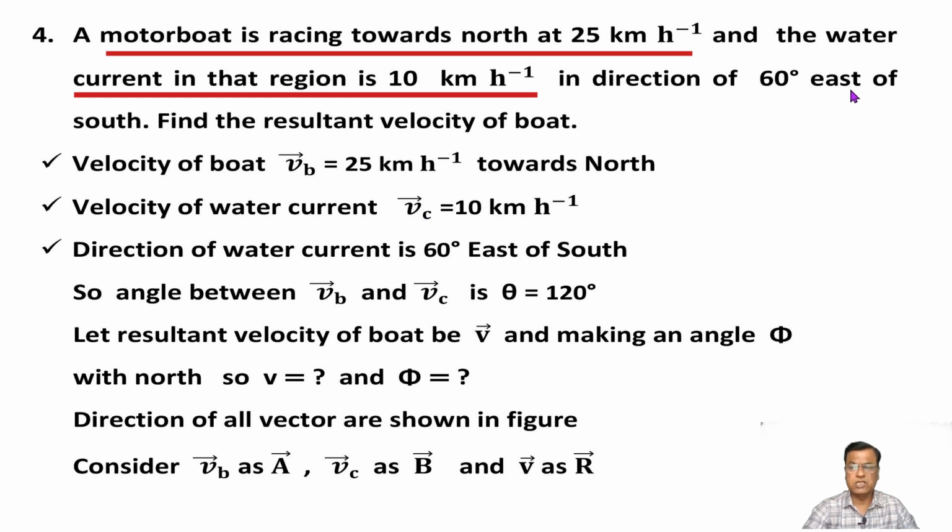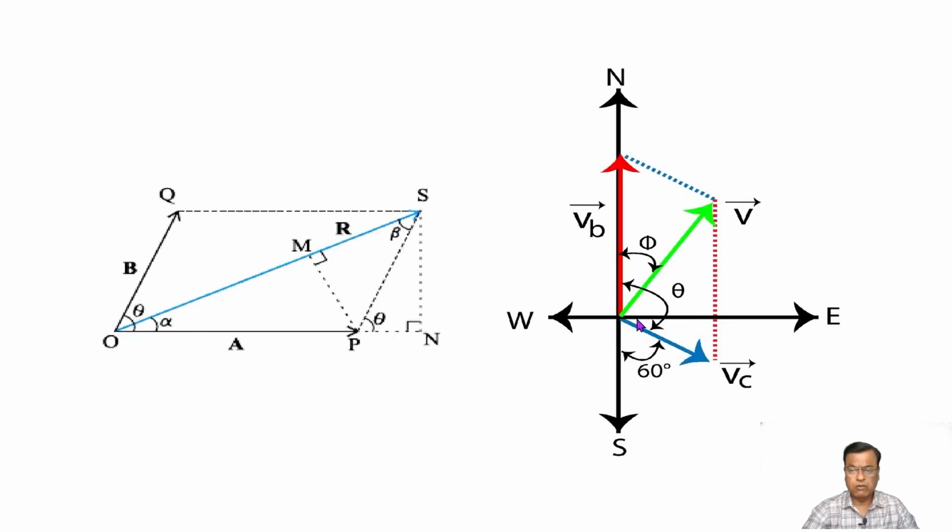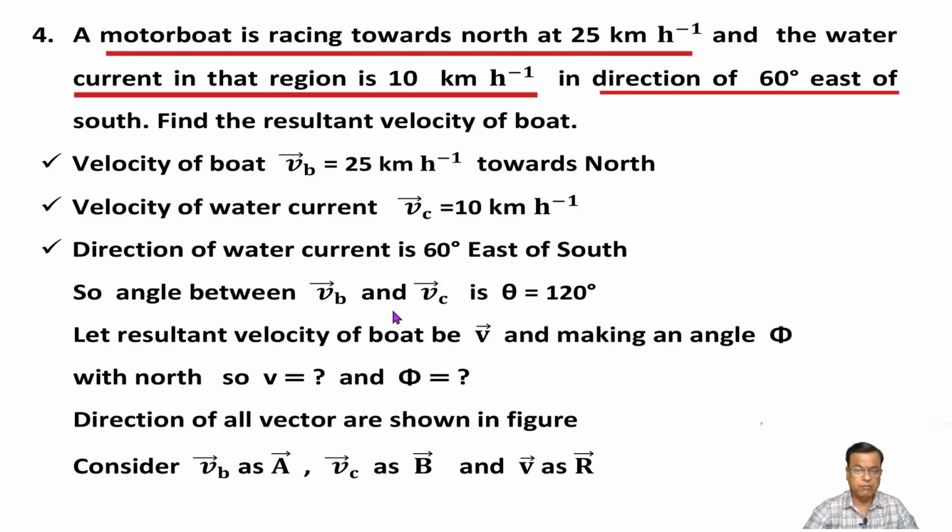In the direction 60 degree east of south. So the direction of the water current is 60 degree east of south. Here the direction of the water current is making an angle 60 from south to east. So the remaining angle is 120. So the angle between VC and VB equals 120. So the angle between VB and VC is theta equal to 120. This is the question. Find the resultant velocity of the boat.